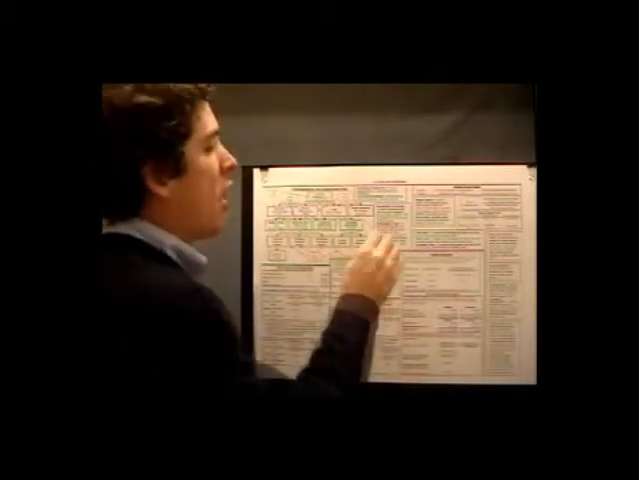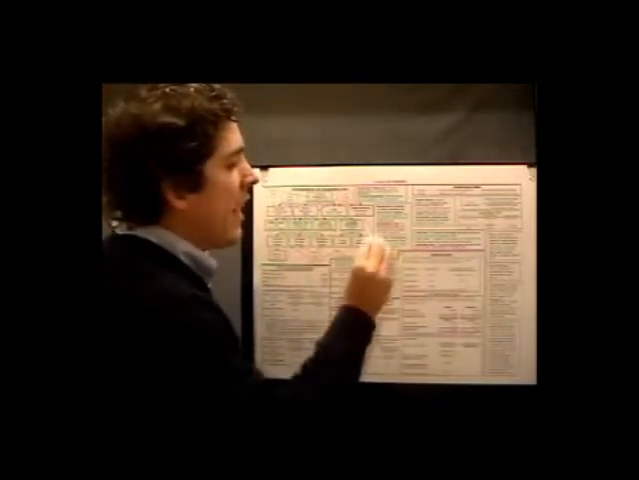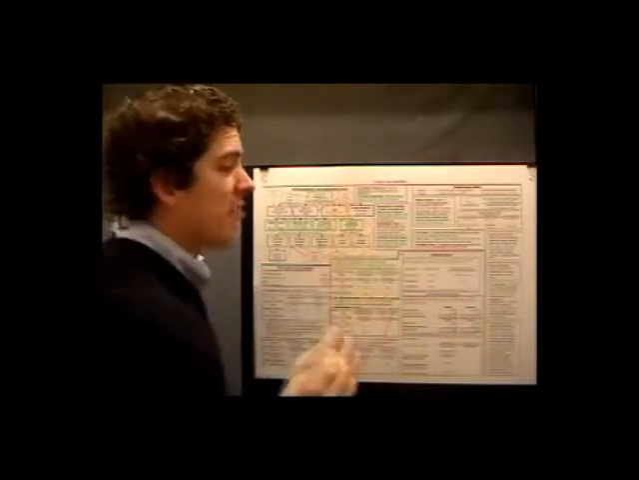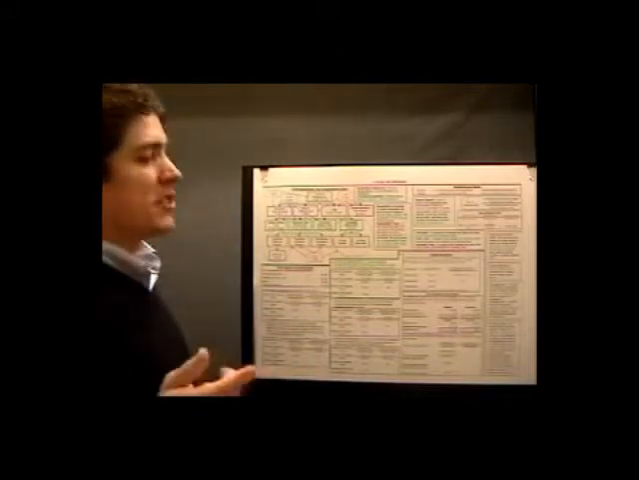All right. A cost center, a segment whose manager has control over cost, but not over revenues or investment funds. A profit center is a segment whose manager has control over both costs and revenues, but no control over investment and funds. An investment center, a segment whose manager has control over costs, revenues, and investments in operating assets.